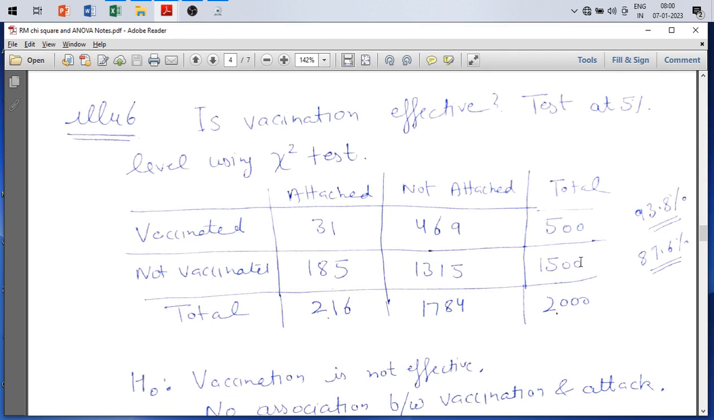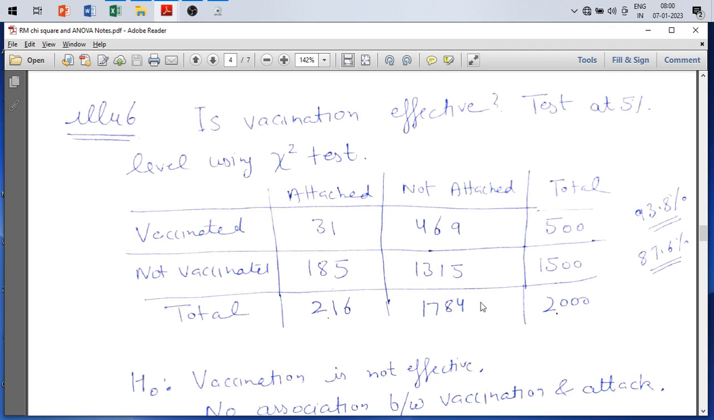And then it was seen whether they were attacked by the particular disease or not. So out of 500 which were vaccinated, the data that is collected is 469 were not attacked and 31 were attacked. And out of 1500 which were not vaccinated, 1315 were not attacked and 185 were attacked. So then the total attacked turns out to be 216. We just add these, that is the total which were attacked, and the total not attacked turns out to be this.